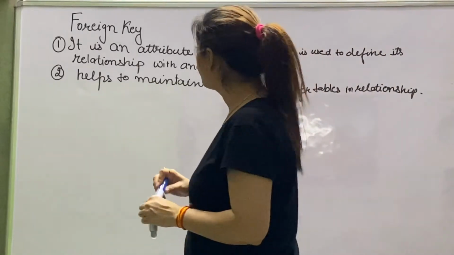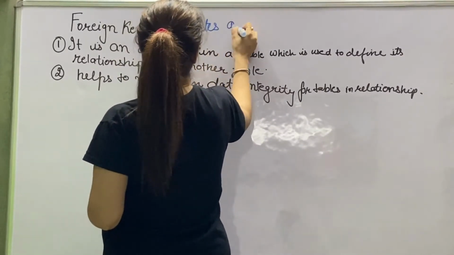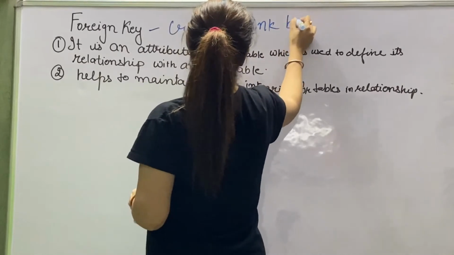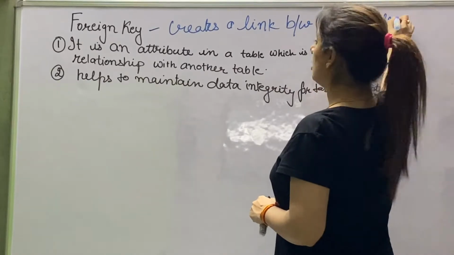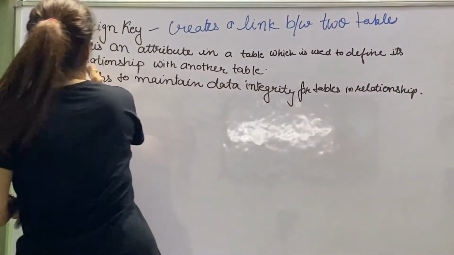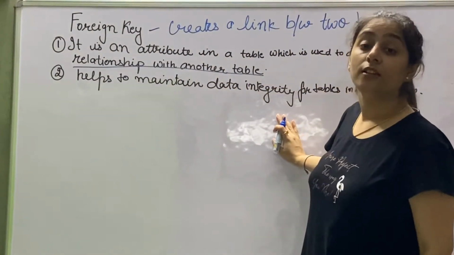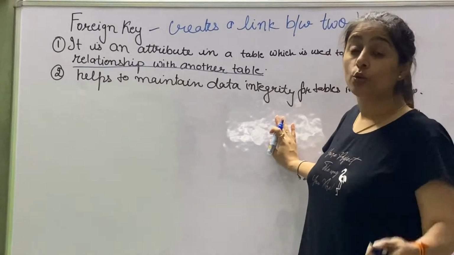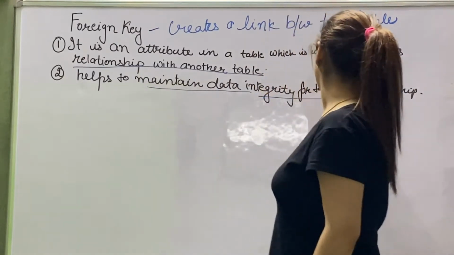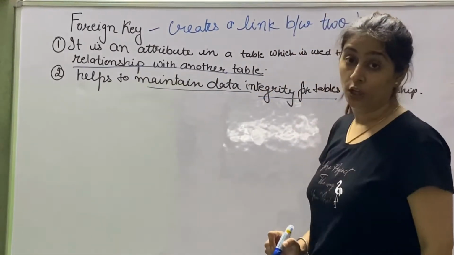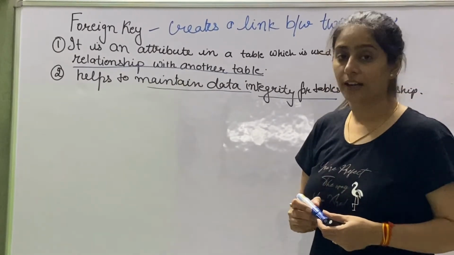You can say here, a foreign key creates a link between two tables. It also helps to maintain data integrity. The main use of a foreign key is that it maintains the data integrity for tables in a relationship. Okay, so let's see how it works. We will take one example and let's understand that.